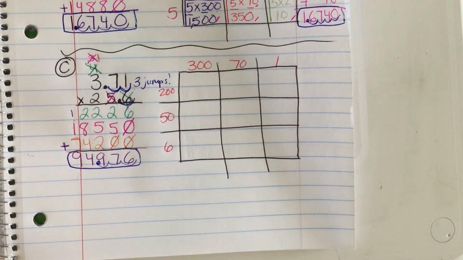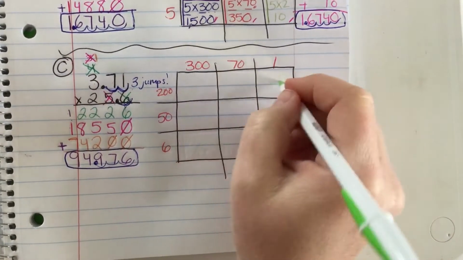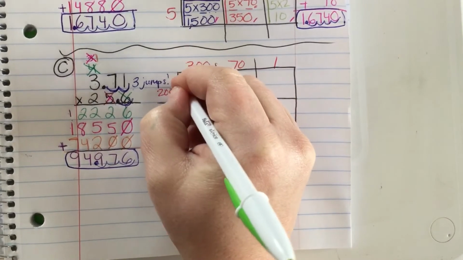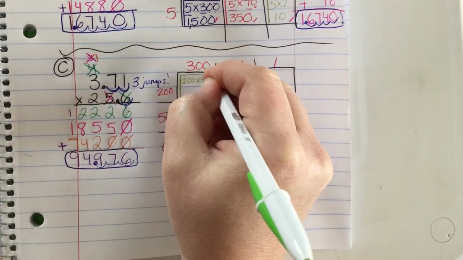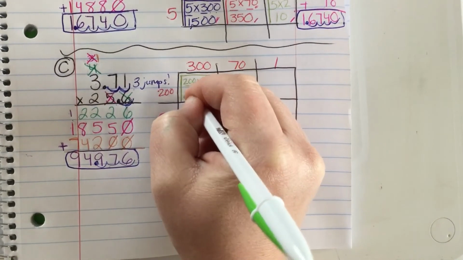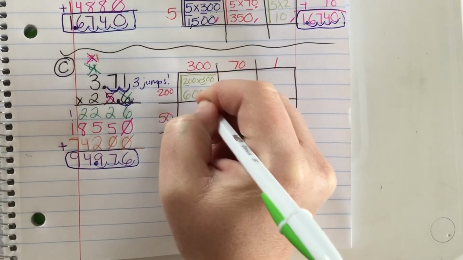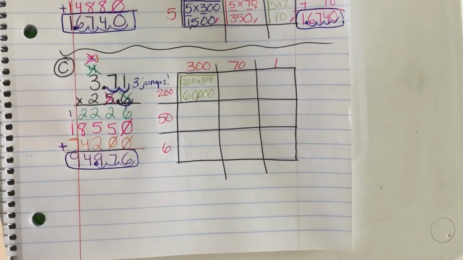All right, here we go. This is our 200 row. So 200 is going to be in all three of these boxes. So 200 times 300. 2 times 3 is 6. We have 1, 2, 3, 4 zeros. So that's 60,000.